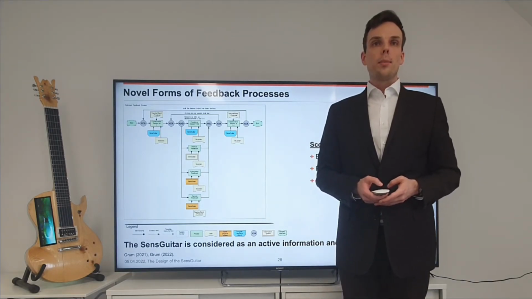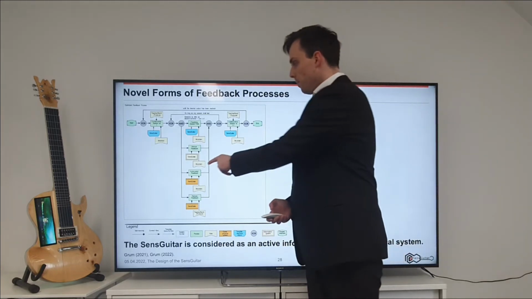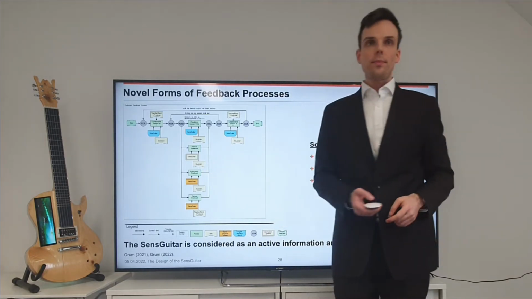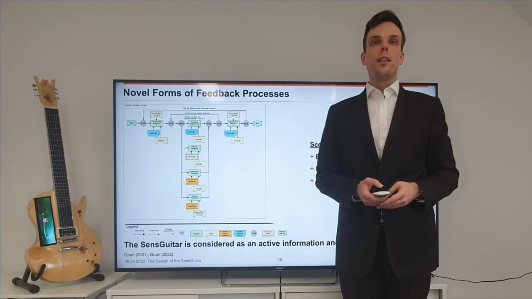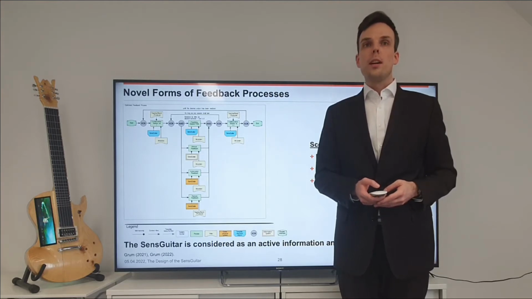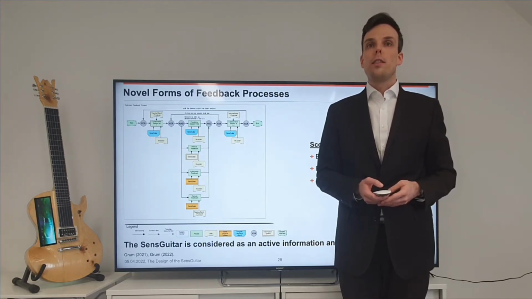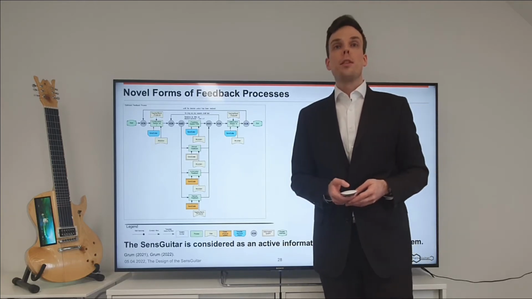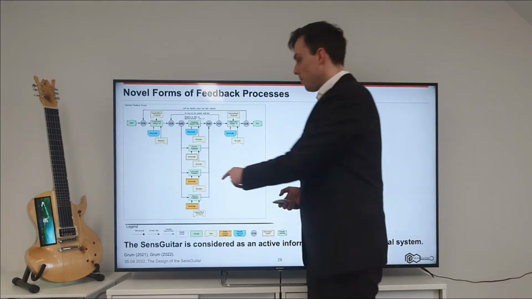Second, a process step called automated feedback. Here, the guitarist is enabled by the SensGuitar because the SensGuitar generates a feedback autonomously. Please remark, the SensGuitar is considered as cyber-physical system in this case.